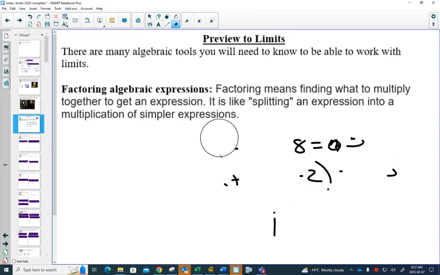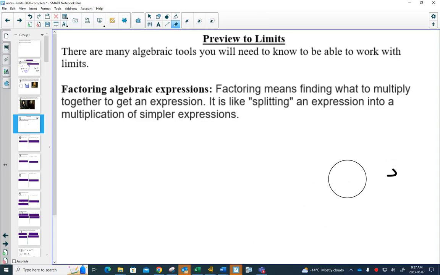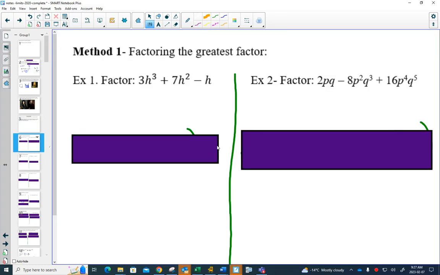So factoring, which is super important, is going to be used a fair bit in limits. So we are going to revisit some of our factoring skills and extend them to things that maybe you haven't done before. So try these on your own. I'll put up the answers in a second.